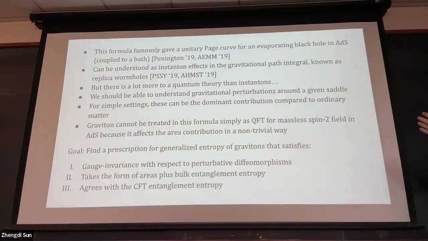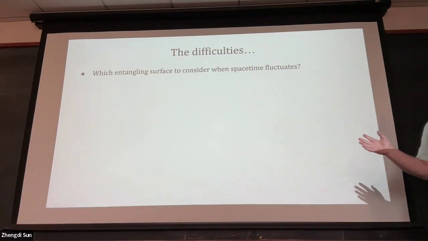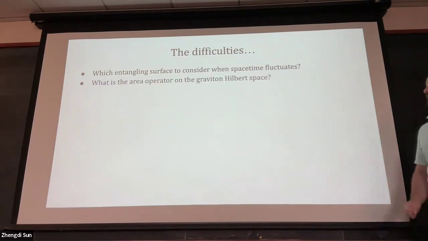And the way we're going to do this is we're going to have an explicit example where we can just check both sides. And we'll see that it agrees with the CFT. Okay, so what are the difficulties? Well, first, you have to figure out which entangling surface. What are we extremizing? How do we find this codimension 2 surface gamma? And what's the area operator?